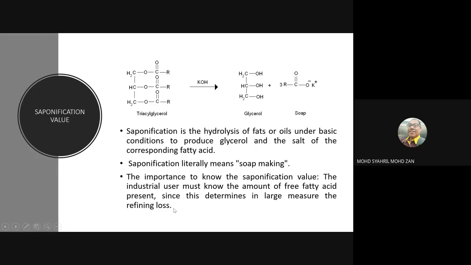Okay, contoh macam kita nak buat biodiesel, for example, so berapa banyak fatty acid yang kita perlu digunakan ataupun hilang dalam proses pembuatan biodiesel minyak tu. That's why we're using a saponification value.